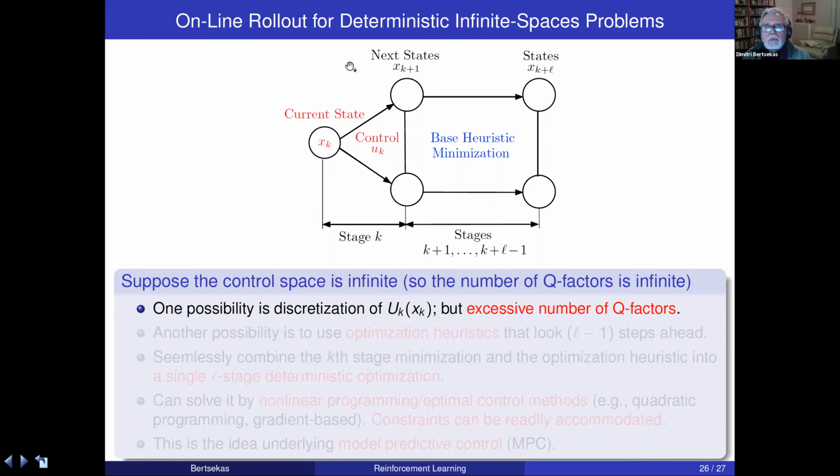It is a general principle for dealing with deterministic infinite spaces problems, including infinite control space. So let's suppose that the system is running, we are at a state xk, and we're considering what control to apply out of the infinite number that is available. Now, the fact that control space is infinite means that the number of Q factors is also infinite. So we have to compare an infinite number of Q factors as well as compute them. Now, one possibility is to discretize the control constraint, but to do a good job of discretization may require a very large number of Q factors, so that may be inefficient.